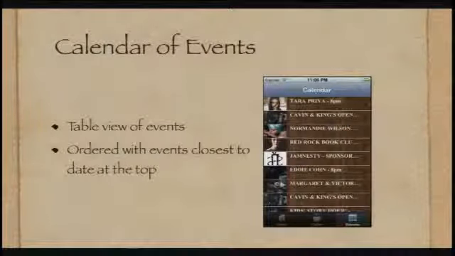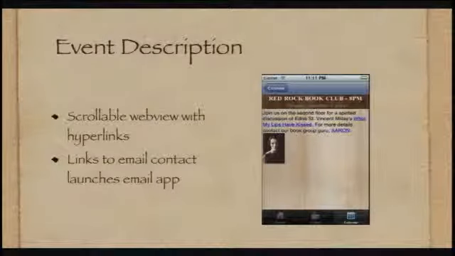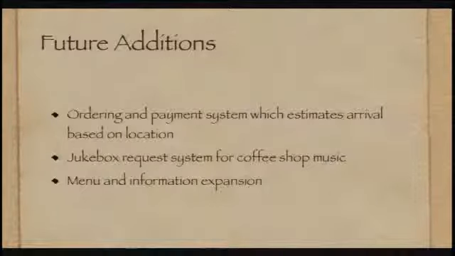And next, there's a calendar of events with the closest events to today at the top. And when you click into it, it gives an event description. All this is pulled in real time from the server, and so it refreshes each time you log in. And it's a web view, and it can display hyperlinks. And if there's an email contact in the description, it will automatically launch your email app too.